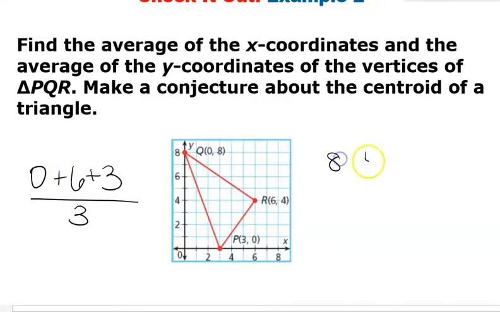And then they also want us to find the average of the y coordinates. So you have 8, 4, and 0. You add them up and divide it by the number of things that are there. Okay, so this would be 6 plus 3 is 9, divided by 3 is 3. And then 8 plus 4 is 12, divided by 3 is 4.